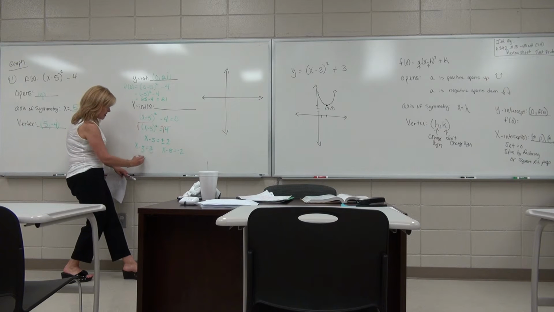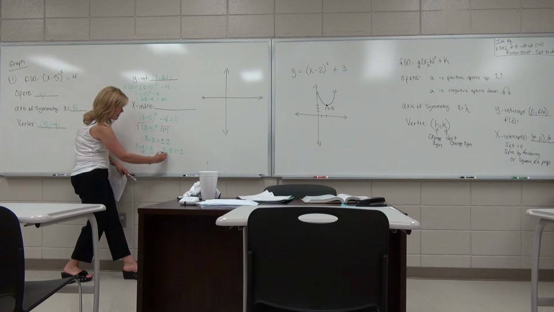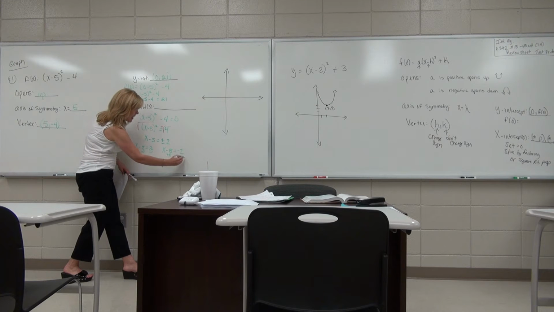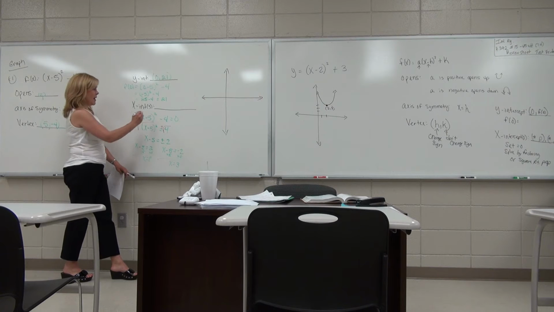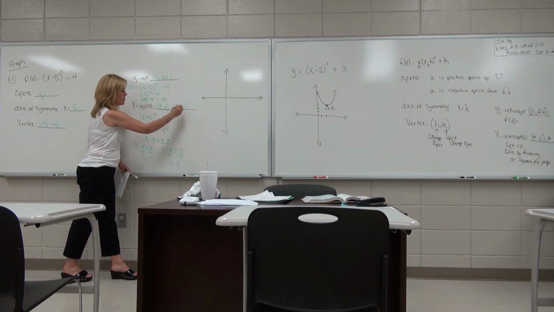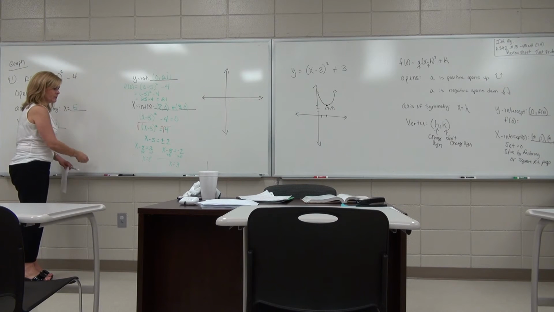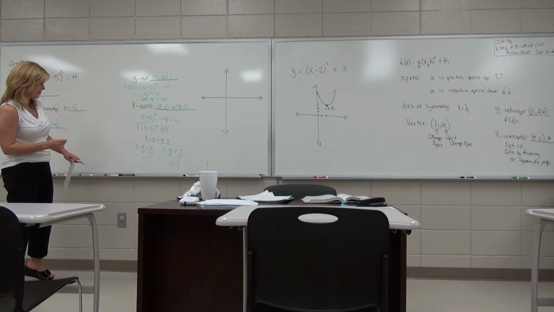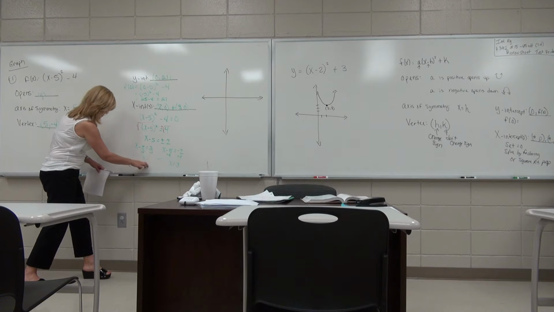Add 5 to both sides. So one of my answers is when x is 7. Add 5 to both sides. So my other answer is when x is 3. So my x-intercepts are 7, 0, and 3, 0.